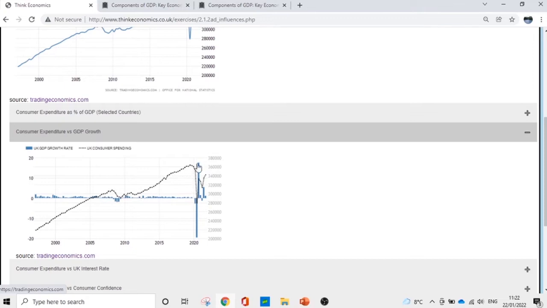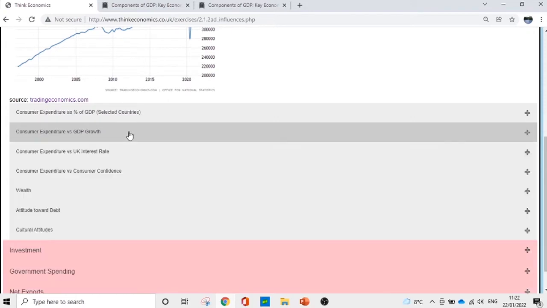And then during the coronavirus pandemic, it fell quite sharply as incomes went down. But then when incomes went up, it went up again. When incomes went down, it went down again. So quite strong correlation between consumer expenditure and GDP growth.